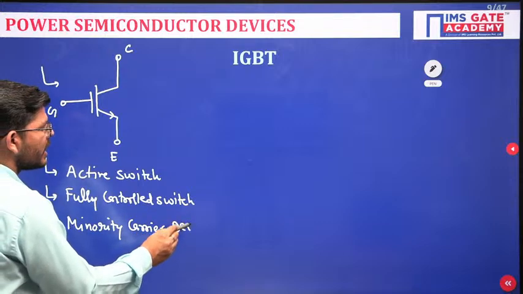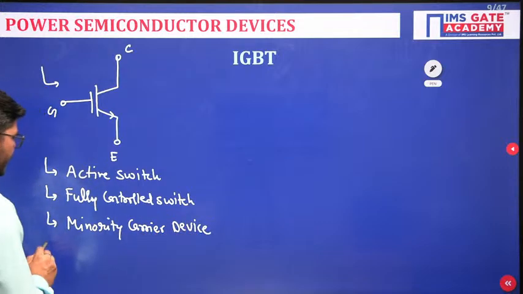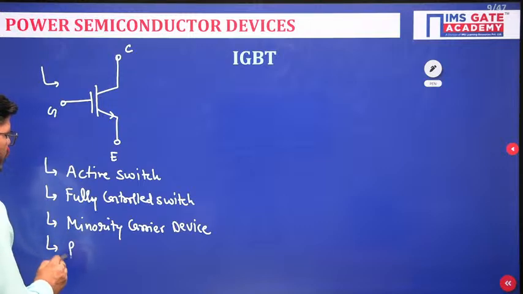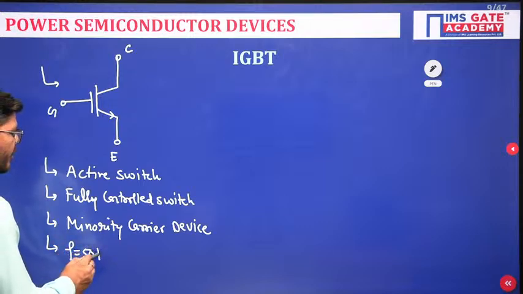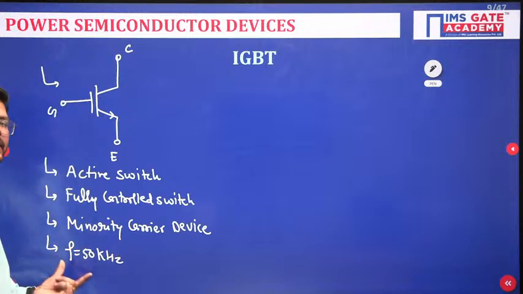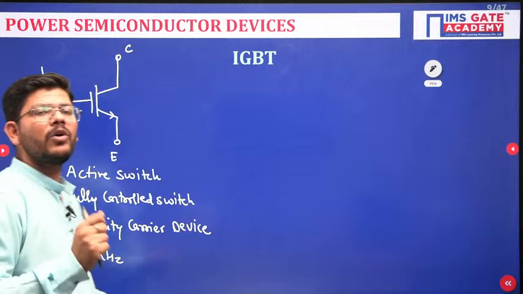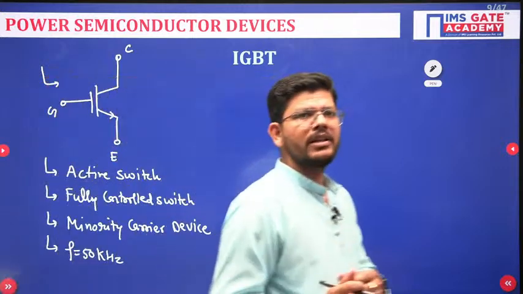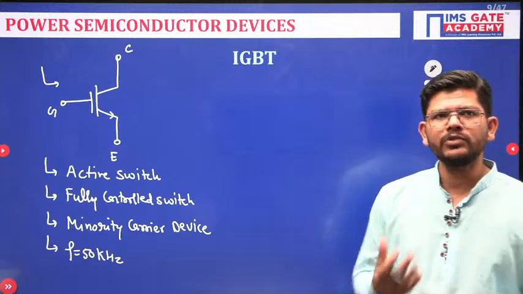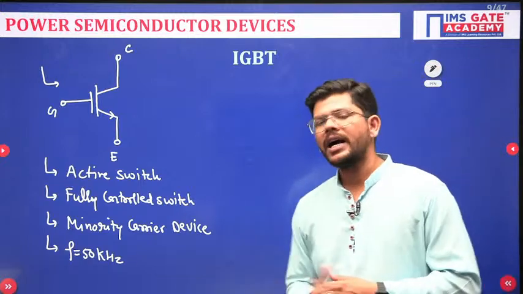Both types of charge carrier participate, and if it is a minority carrier device, it will give you a lower switching frequency, which is 50 kilohertz. But this switching frequency is the highest after the MOSFET. So after the MOSFET, the switch that will give you the highest switching frequency operation is the IGBT.